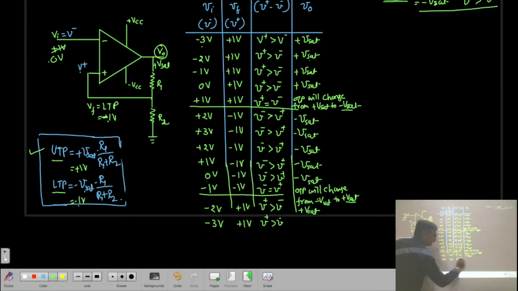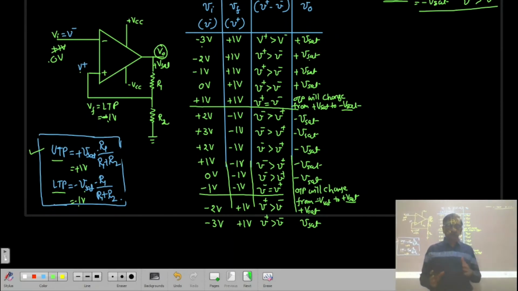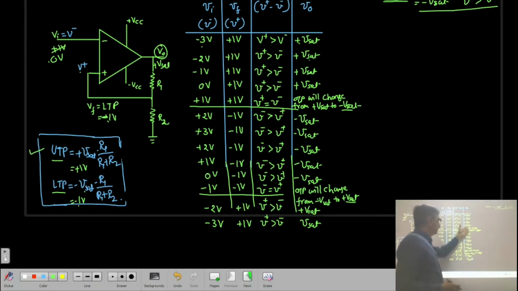Plus greater than V minus, so the output will remain at plus V saturation. Okay, so here I have changed the voltage from minus 3 volt to 0 to plus 3 volt, and then from plus 3 volt to minus 3 volt, and the output goes on changing like this.